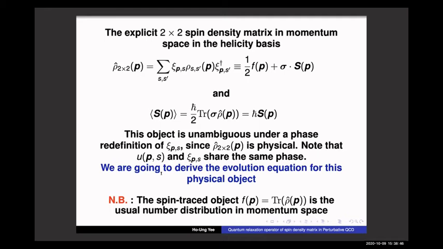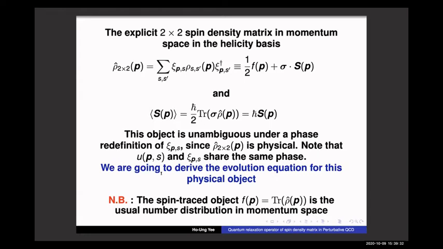So basically, we are going to compute this density matrix, a 2x2 density matrix in momentum space. And we can easily decompose this 2x2 matrix as a sum of the trace part and the traceless part. And the traceless part, which is denoted by the spin vector S, is essentially the average of spin with respect to this spin density matrix. And we are going to compute the time evolution equation for this object, the spin density matrix in momentum space.